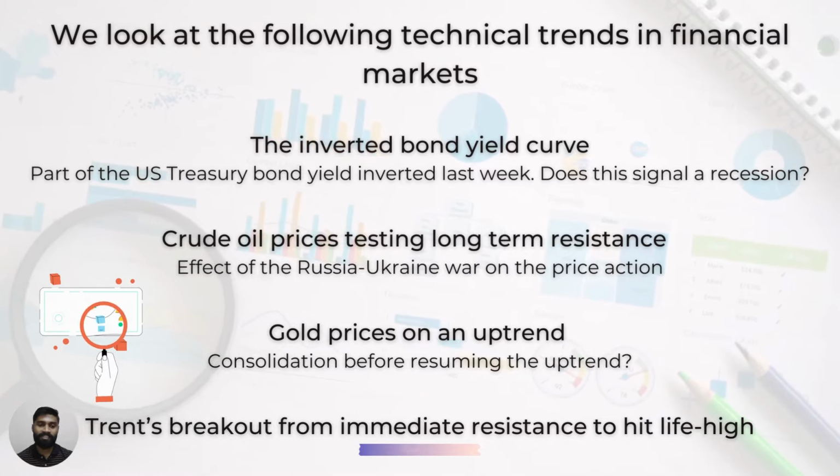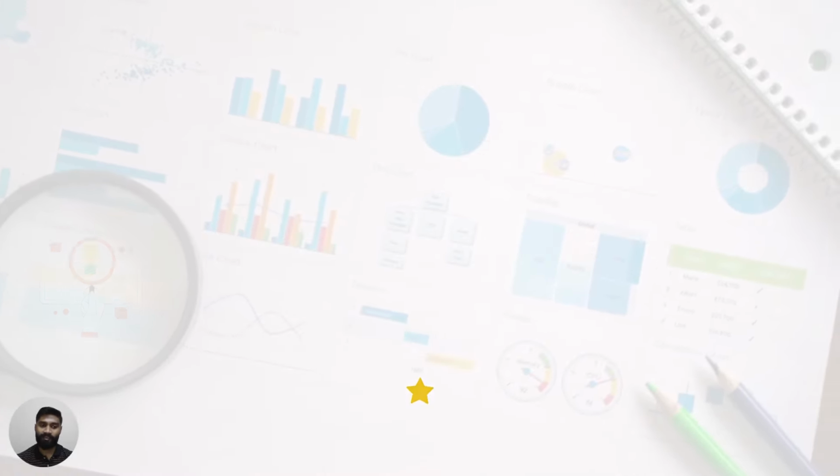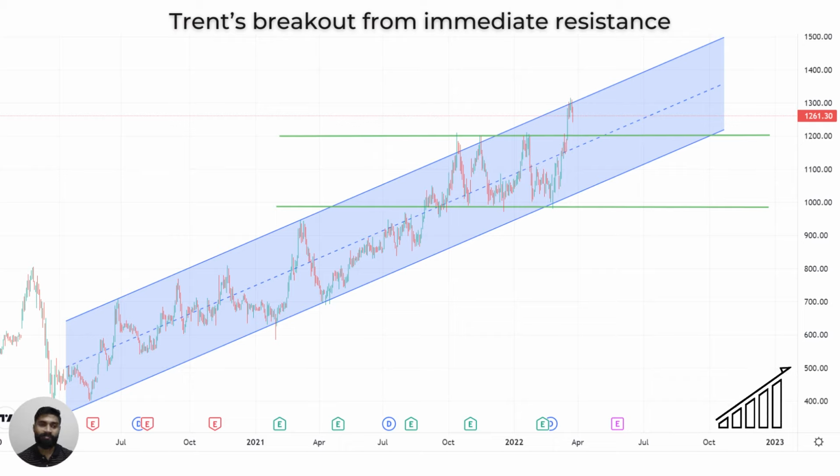Now, finally, let's look at a stock's breakout from immediate resistance to hit a life high. This stock has been in a very strong uptrend, trading in a parallel channel, wherein the lower line of the parallel channel indicates the support and the upper line the resistance. But recently, from about February to March, it has been in a consolidation phase. Last week it managed to break out of the resistance and tested the resistance of the parallel channel. So now it will be very interesting to see if the stock will take the resistance, which is at 1200 levels, as the support before resuming its uptrend.